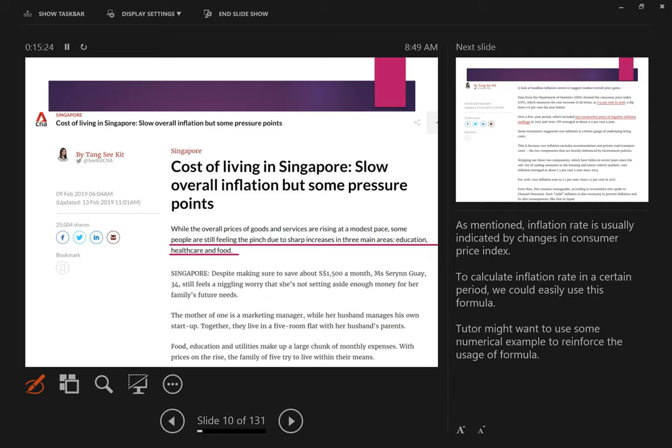And some pressure points. This article is highlighting the three main areas in which the cost of living in Singapore is increasing. It's largely due to the increase in your education costs, healthcare costs, as well as your food costs.